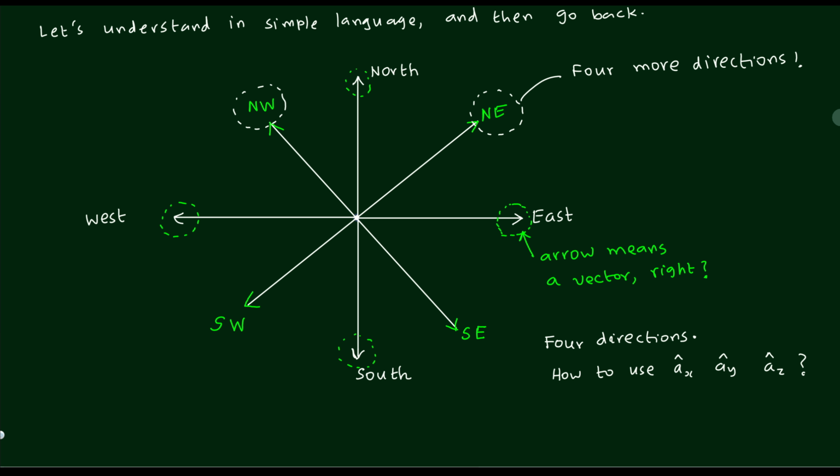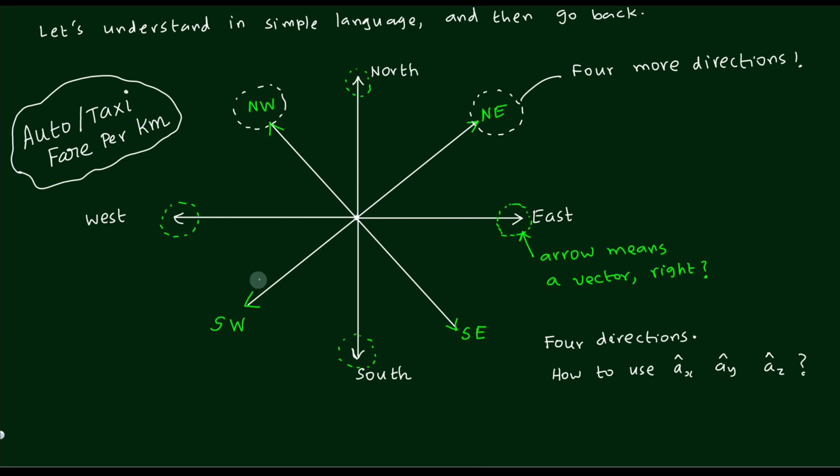So let us take a practical example. Consider an auto driver or a taxi, and you want to travel, north direction, south direction, some kind of travel. You want to bargain how much money you have to pay to reach the destination. The destination may be whatever it is, say 10 kilometers, something like that.